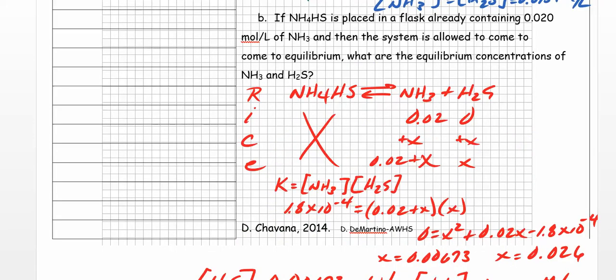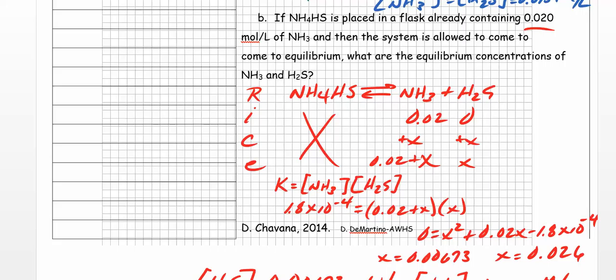All right, the second part of this problem is exactly the same, except that we're going to start with some amount of ammonia gas already in the container. So we're not starting completely empty. So here's what part B says. It says, if NH4HS is placed in a flask already containing 0.020 moles per liter of NH3, and then the system is allowed to come to equilibrium, what are the equilibrium concentrations of NH3 and H2S?